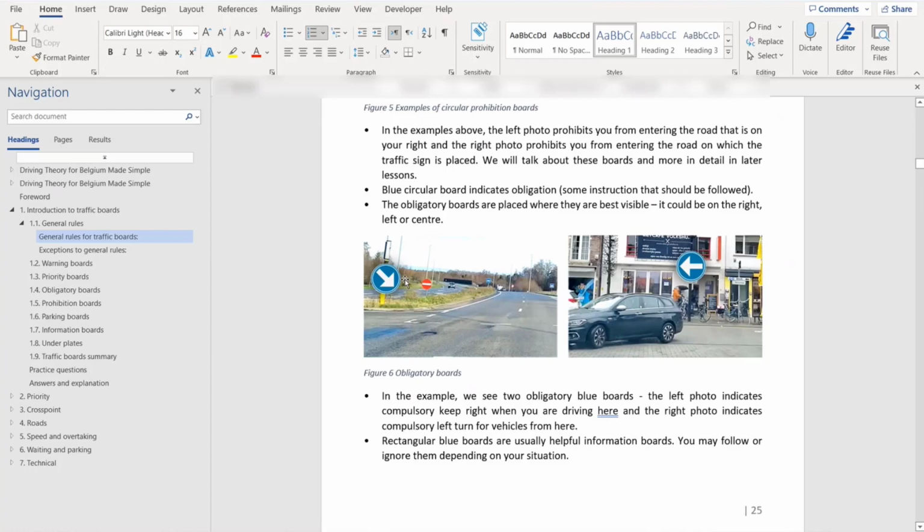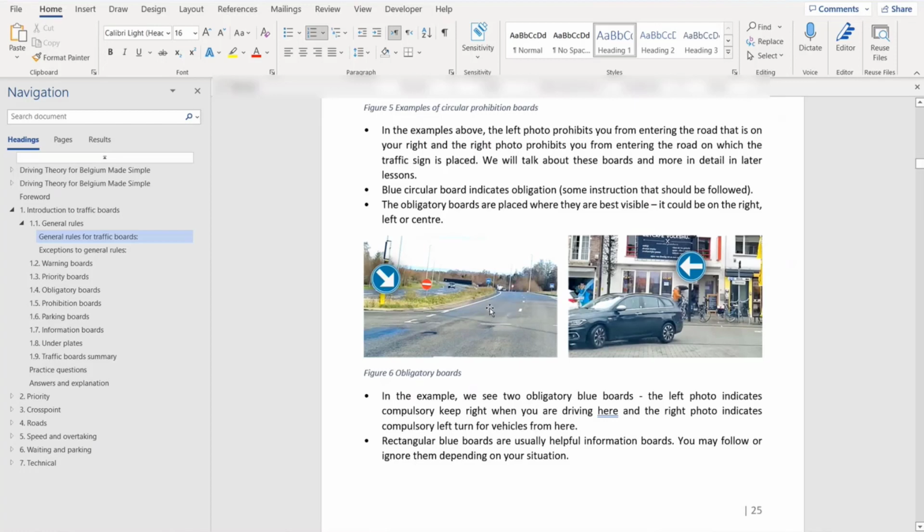And interestingly, very interestingly, blue color boards are placed where they are best visible. So they are not placed on the right, on the left or center, but they are placed where they are best visible. So maybe in the center of the road, like in this case, they have placed the blue board on the elevated verge in the center of the road. So here they have placed the blue board right in front of you, which shows that you must make a left turn here, and this says you must follow the lane from here.